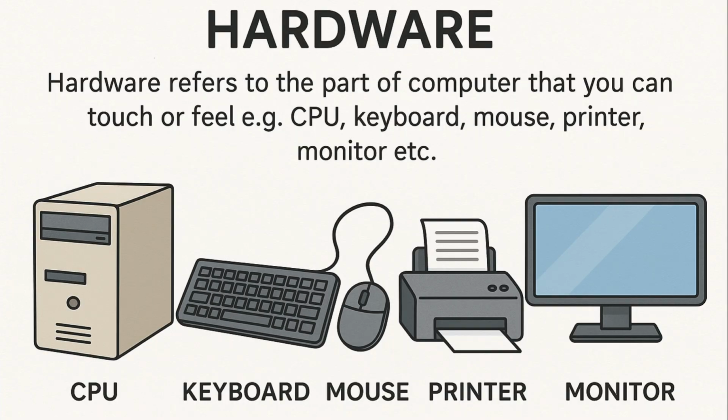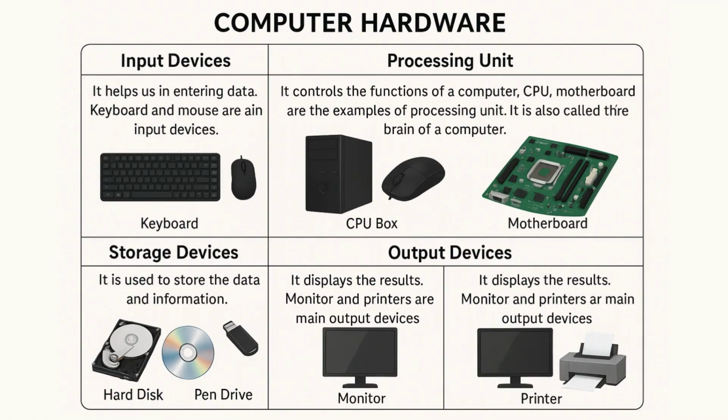Hardware refers to the part of the computer that you can touch or feel. For example, CPU, keyboard, mouse, printer, monitor, etc. That means all these things you can physically see and touch, that's hardware. A computer hardware is divided into four parts.